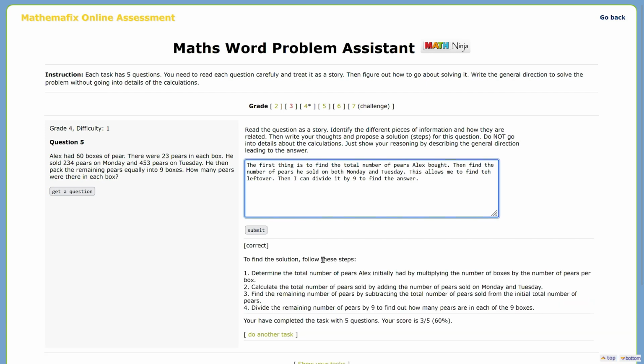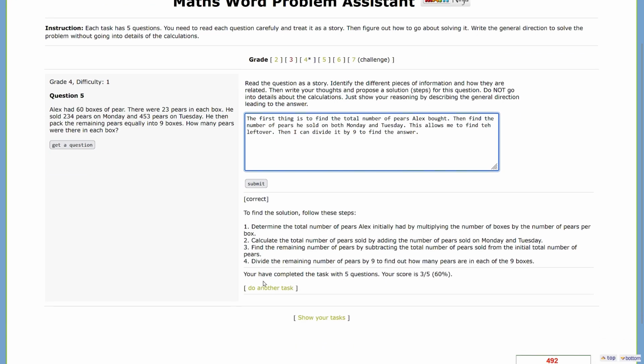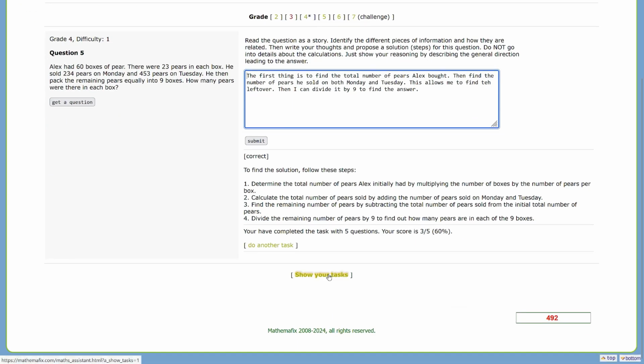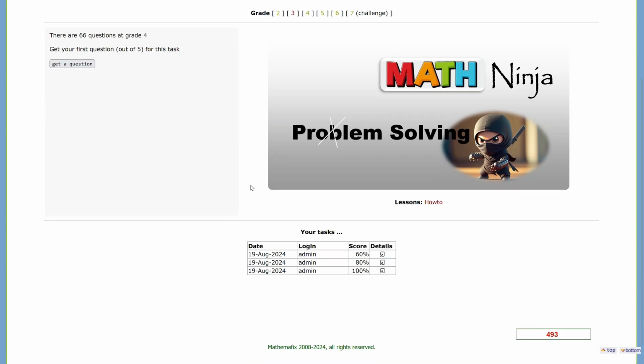Now it says correct, and it says you have completed the task with 5 questions. Your score is 3 out of 5. You're 60%, so failed 2 times. Now I'm not going to do another task, but now you can click on show your task, and here you are. Now it can pop up, so just move to the arrow pop up.